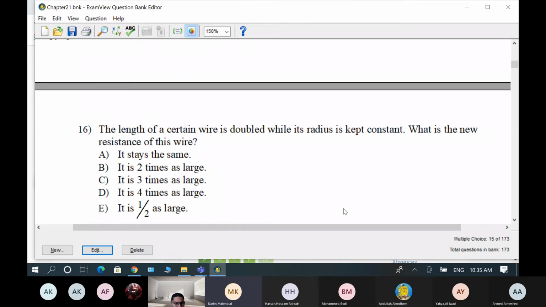The length of a certain wire is doubled while its radius is kept constant. What is the new resistance of this wire? Is it just the same? It says the length of a certain wire is doubled while its radius is kept the same. What is the new resistance?